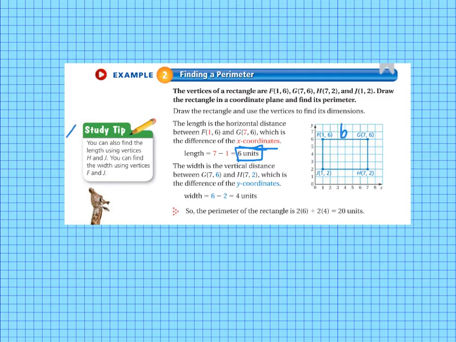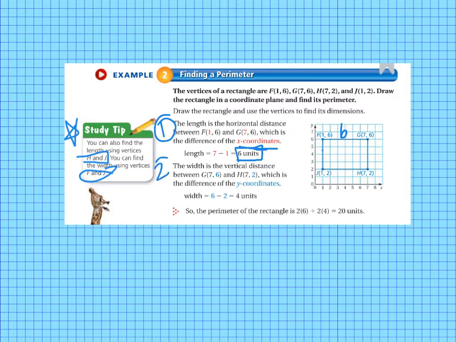And the study tip over here says you can also find the length using vertices H and J. So you could have done that. It would have been exactly the same. And you can find the width using vertices F and J. It doesn't matter because it's a rectangle, so they're the same. So step 1 was finding the length.